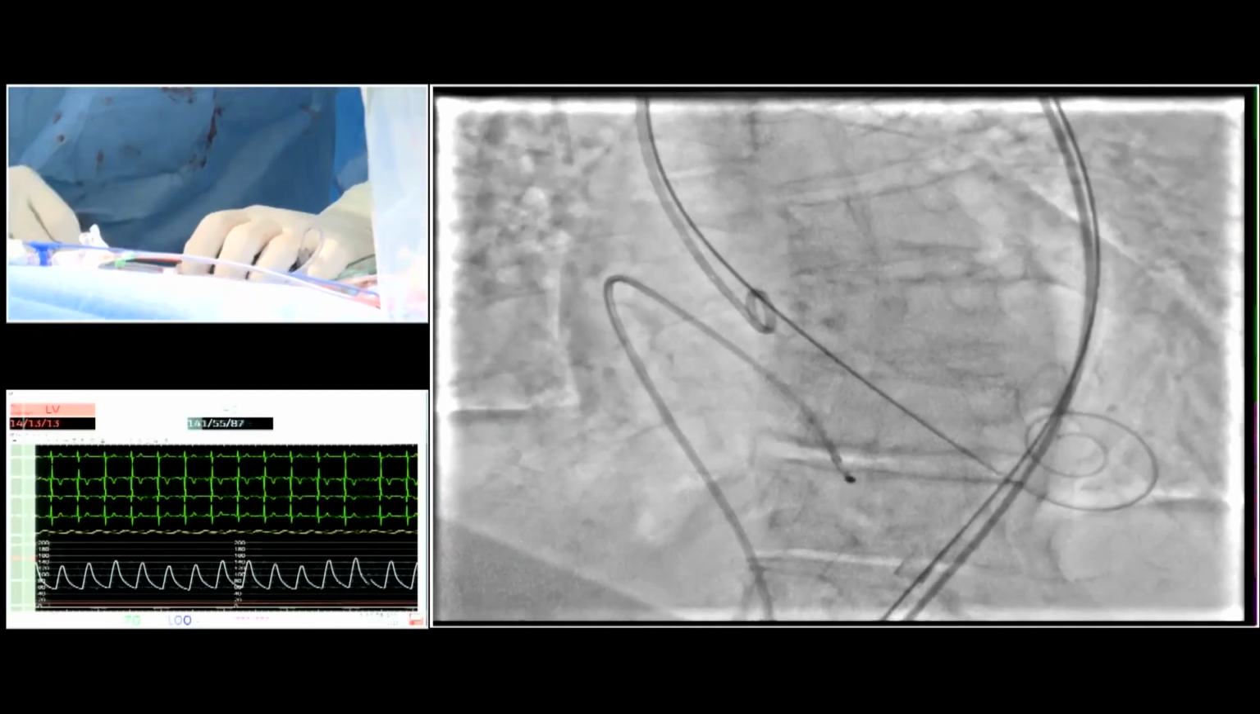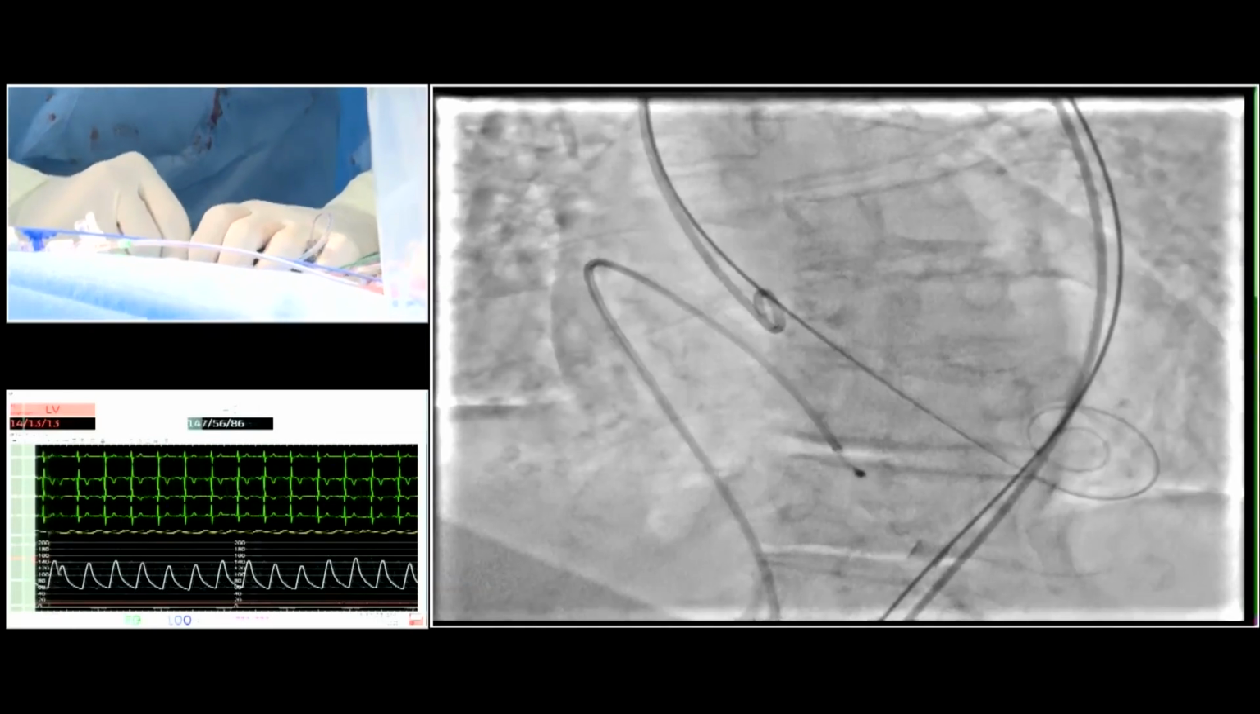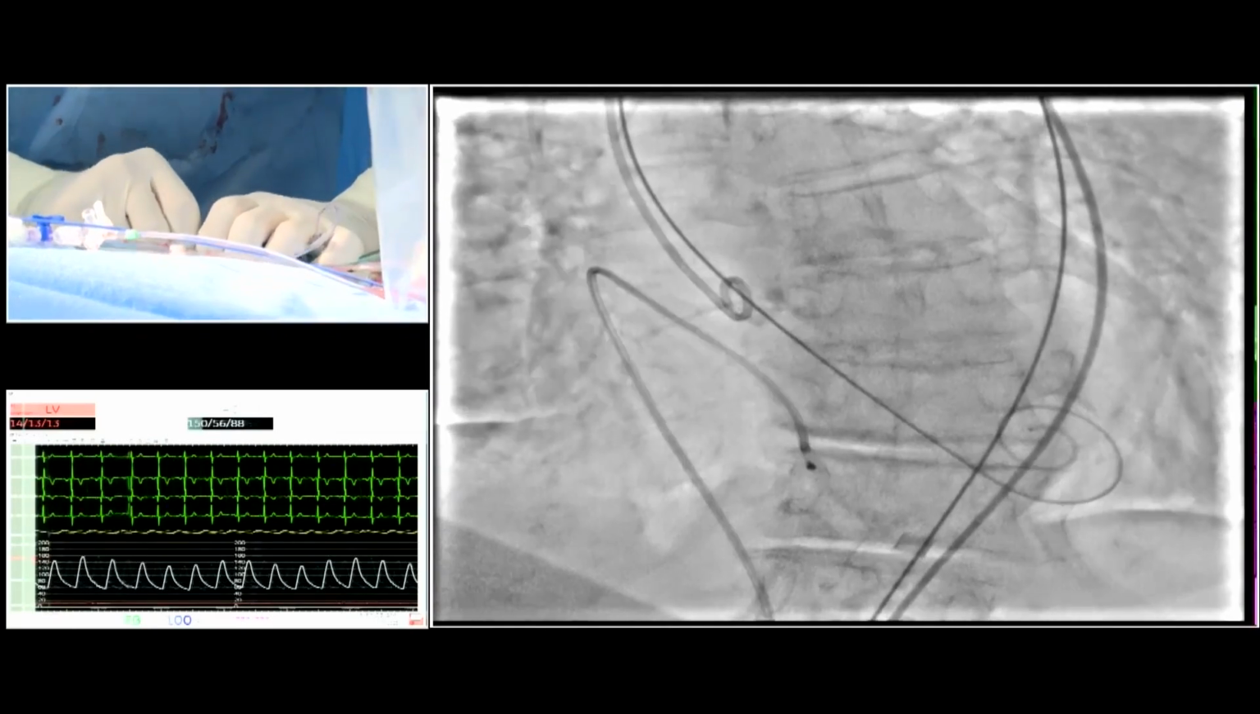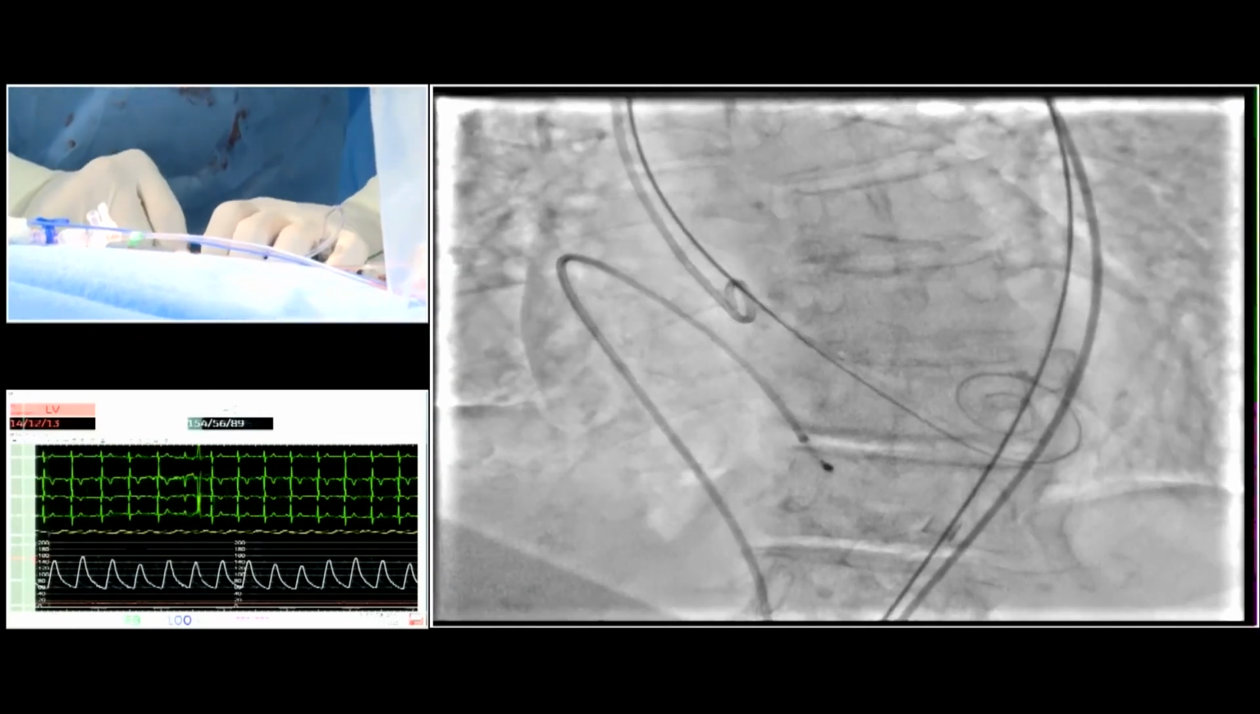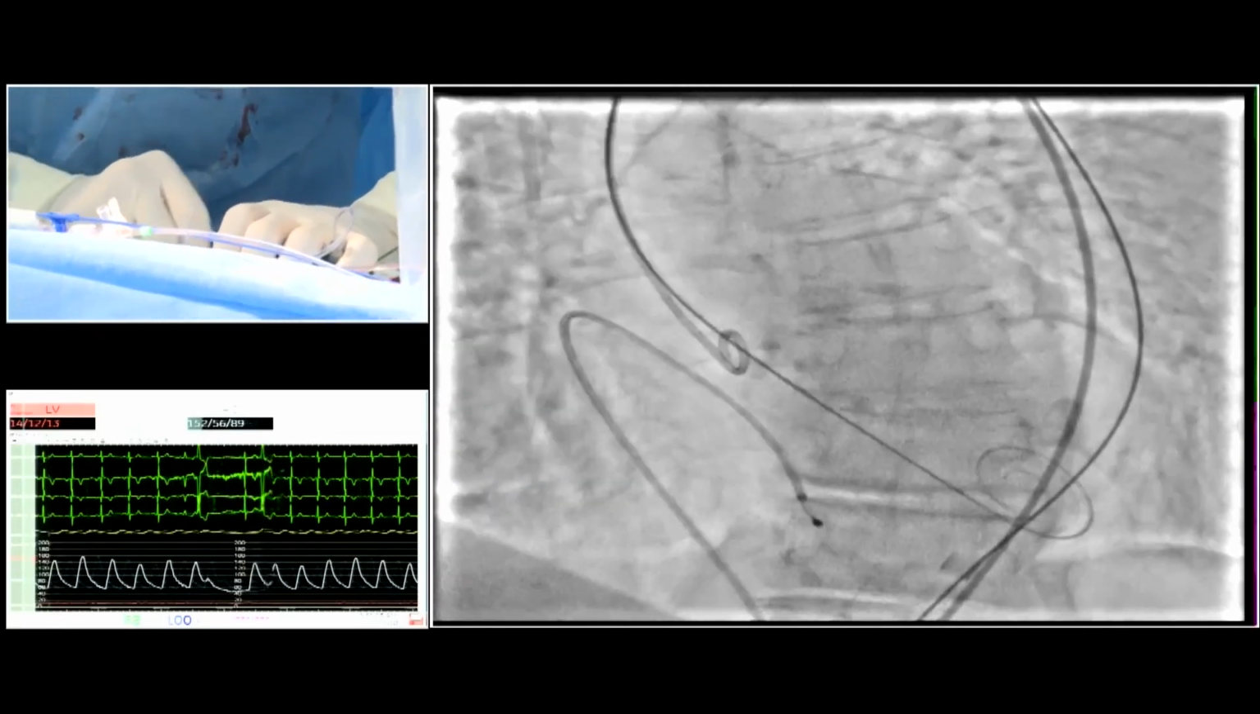So this is the octacore. What antibiotics do you give for prophylaxis? So the majority of our cases just get ceftriaxone.